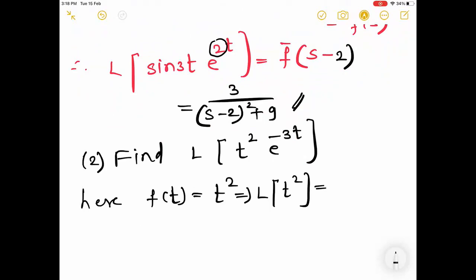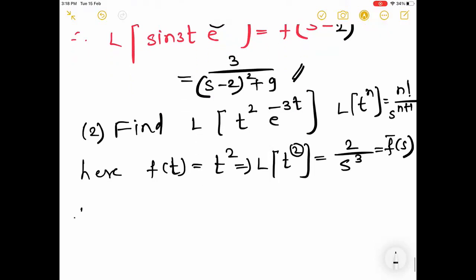So the answer for Laplace transform of t raised to n, the formula is n factorial upon s raised to n plus 1. Is it correct? Because this n is an integer, 2 is an integer, so we can use the factorial notation. So this is gamma n plus 1, means n factorial upon s raised to n plus 1. So here 2 factorial is 2 upon s raised to 2 plus 1, that is s cube. So this is your f bar s function.